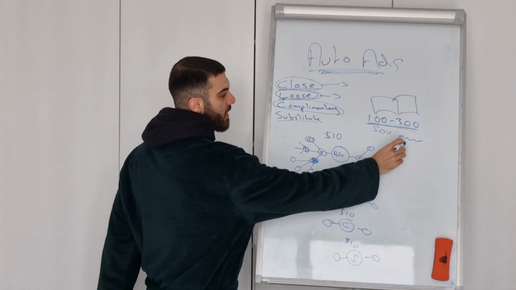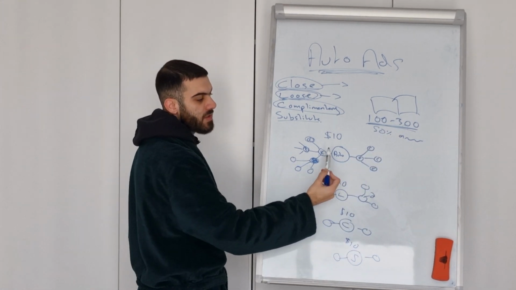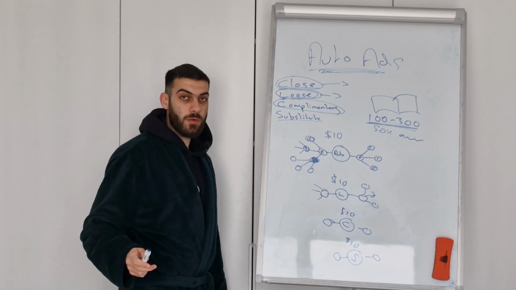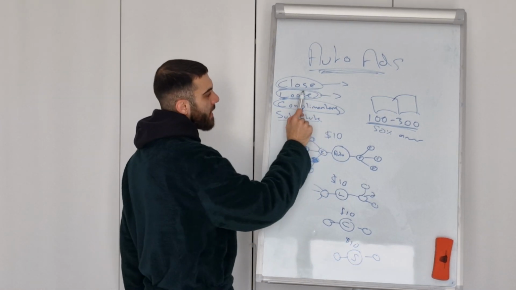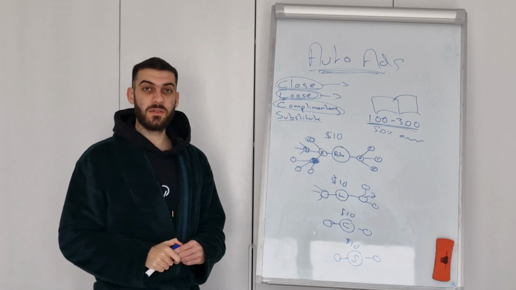So the more data you give it at the start, the easier it is for the auto ads to perform better. But if you're struggling with your auto ads and you see that the money isn't getting allocated correctly, try splitting it and see if this works for you.